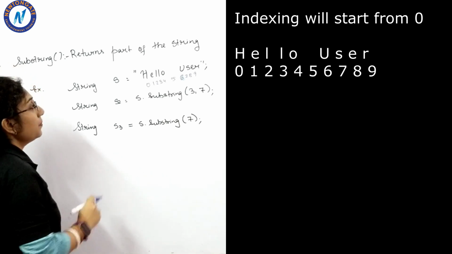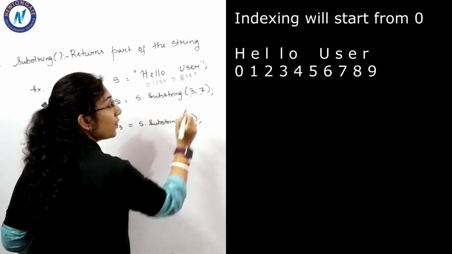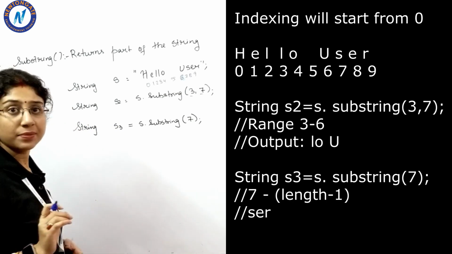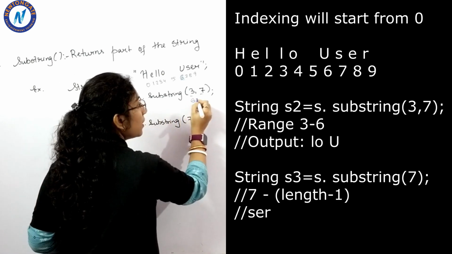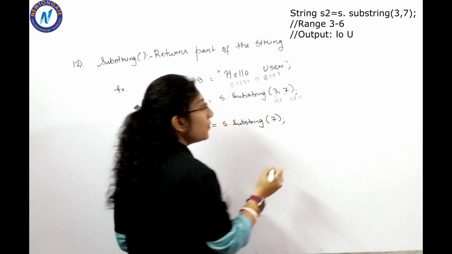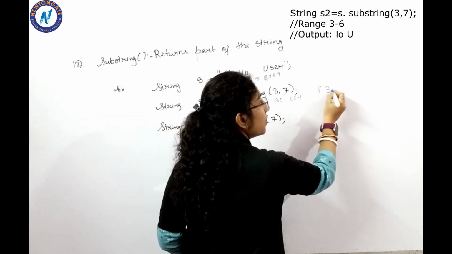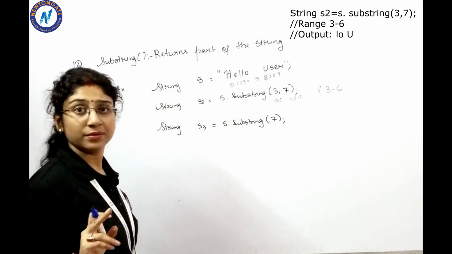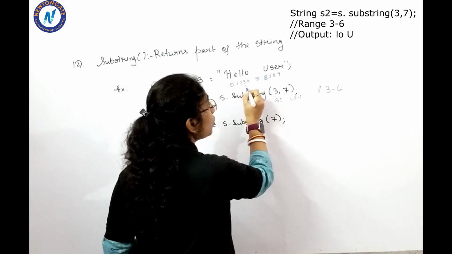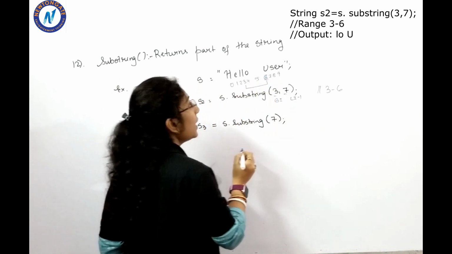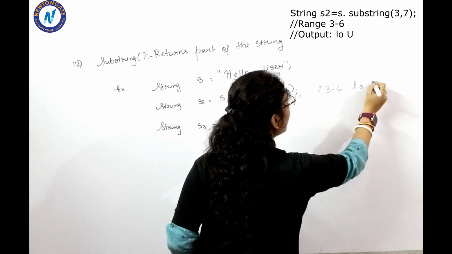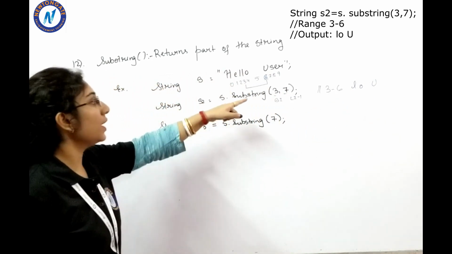Here I have given s.substring(3, 7). So in case of substring, we pass two positions, that is a starting index and a last index. So last index minus 1 it will go. The range will be from 3 to 6. Okay, 7 will be excluded. Fine. So the output will start from L and go up to U. So the final output will be L O U. The space will be printed over here. Fine. This is going to be the final output for the following string.